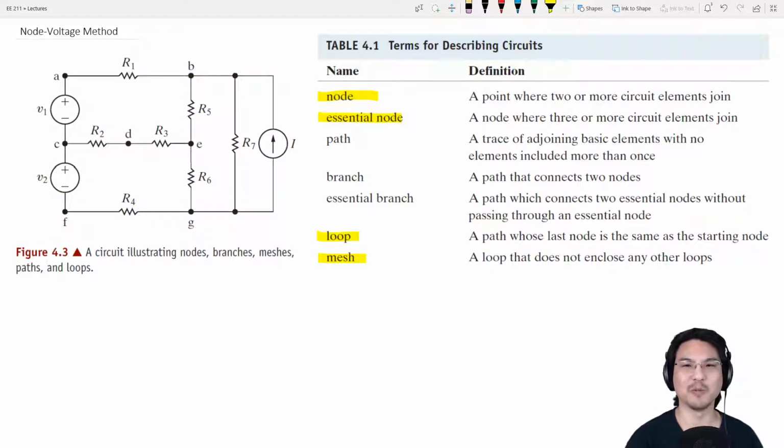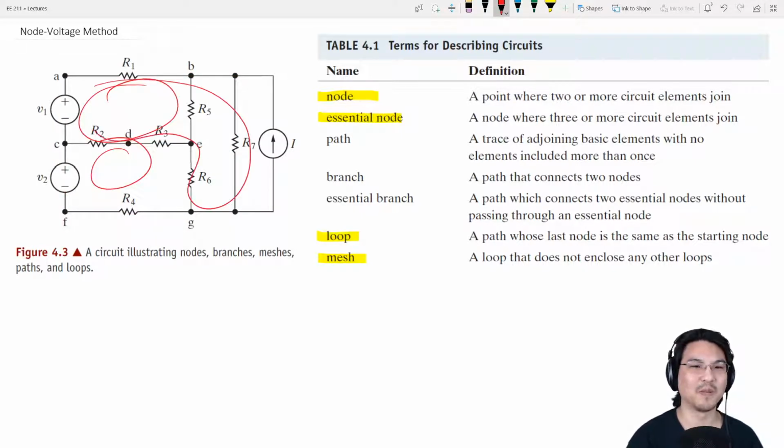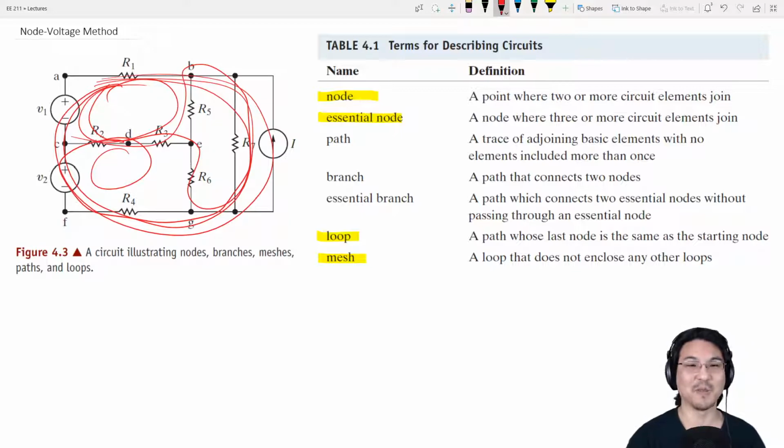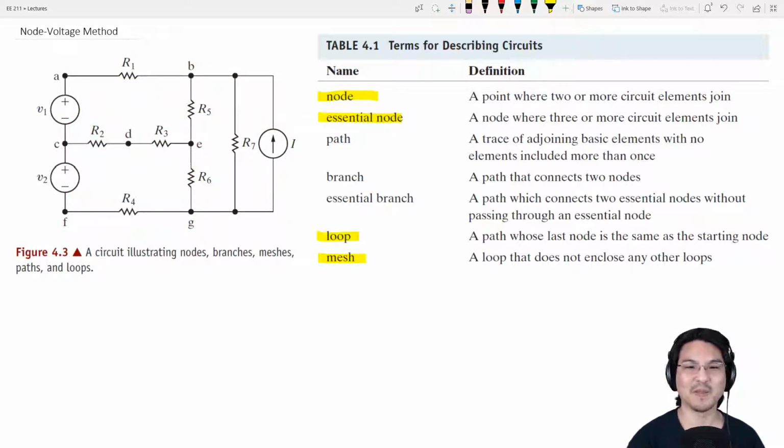It's like you could play a nerdy game with your friends: how many loops are in this circuit? 1, 2, 3, 4, 5, 6. There's a bunch of them, right? I'm not concerned with that so much. What I care about is a mesh.